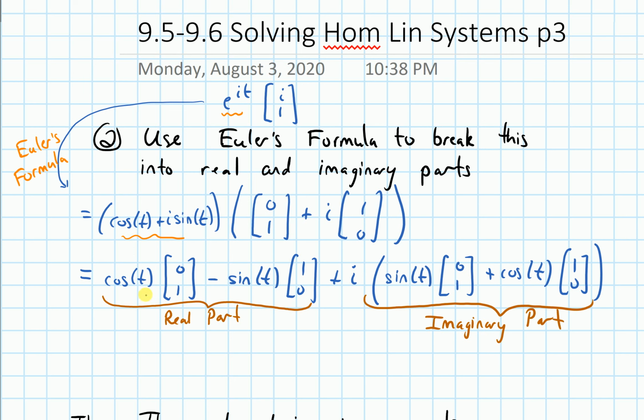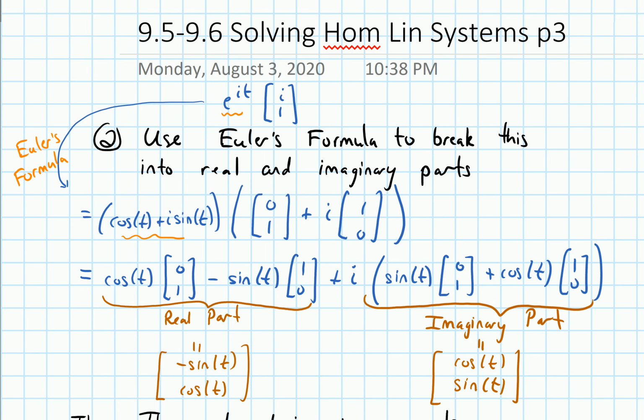Okay, so if we write both of these in a more condensed format. For the real part, if we distribute the cosine t in and the sine of t in, and then combine these two vectors by subtracting them, the first entry ends up being 0 minus sine t. So that's negative sine t. The second entry ends up being cosine t minus 0. So that's cosine t. So that's our real part. If we do the same type of thing for the imaginary part, the first entry would be 0 plus cosine t. That's cosine t. And then sine of t plus 0. And that's sine of t.